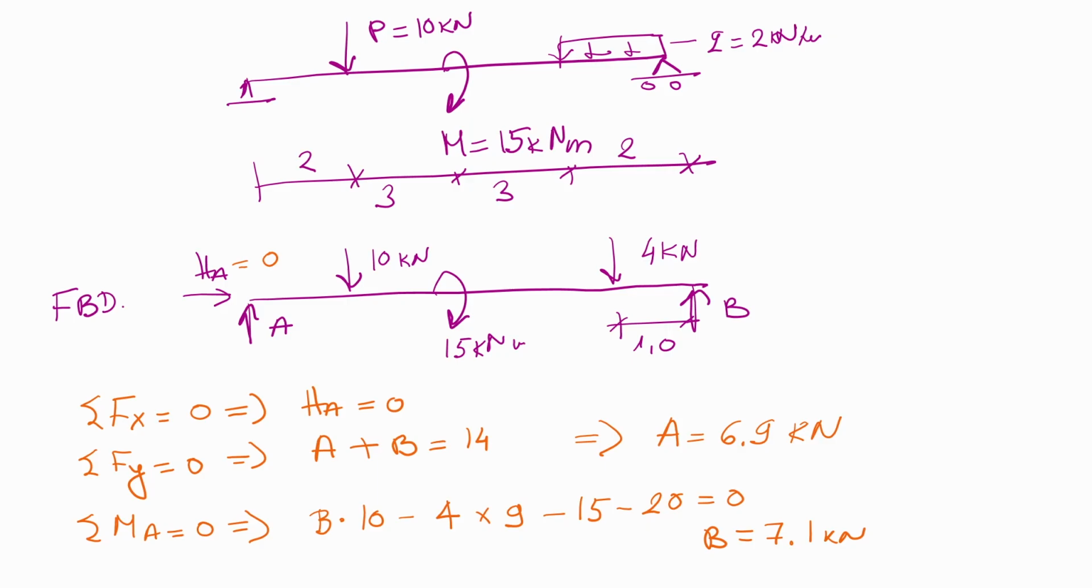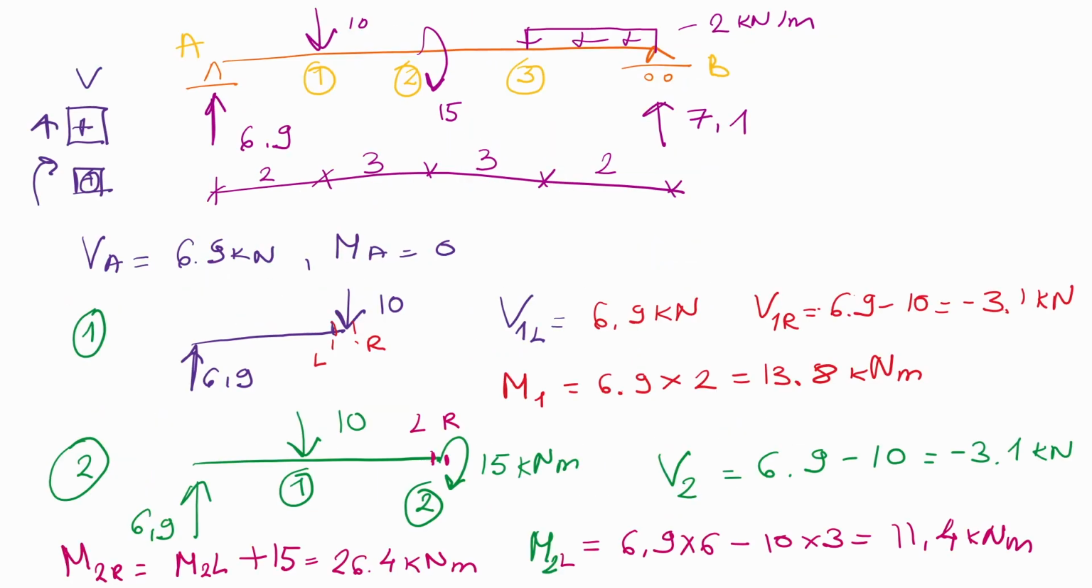Plugging that into the second equation, where sum of forces is equal to 0, your reaction at A will be 6.9 kilonewton. So these are the steps which you have to do immediately in order to determine the reactions at supports. After that, we have determined the reaction at A and the reaction at B. Now we have to determine the internal forces.